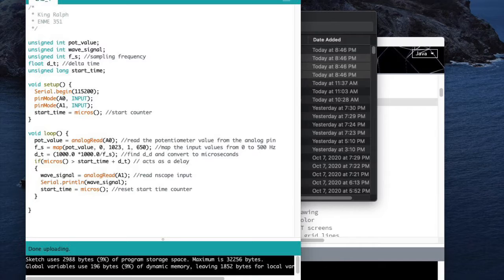The Arduino code for this lab used the micros function to create a timing loop. The frequency value would be selected from the analog input connected to the potentiometer, and then the frequency would be converted to microseconds. Then after that time passes, the code takes a sample of the wave from the oscilloscope and prints it to the serial monitor.